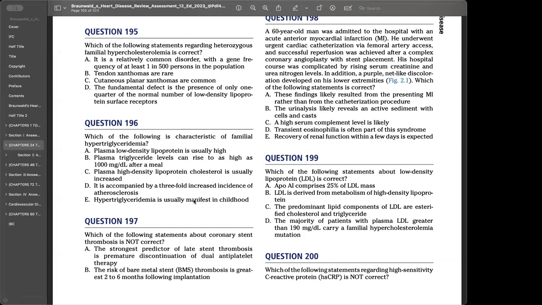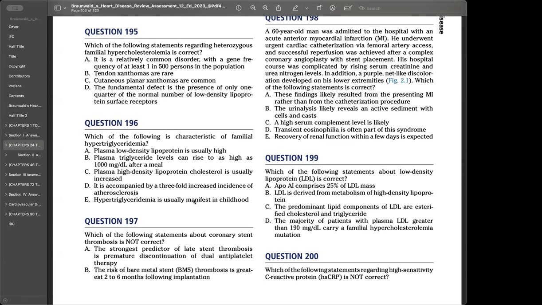The treatment is usually to restrict fats and caloric intake outside use of medications. So for question 196, we'll go back to the question now. Which of the following is characteristic of familial hypertriglyceridemia? Option A, plasma low density lipoprotein is usually high. We're looking for the true statement here. I mentioned earlier that triglyceride level and VLDL are elevated, while HDL and LDL are low. So option A is wrong, because in patients with this condition, LDL levels are usually low.